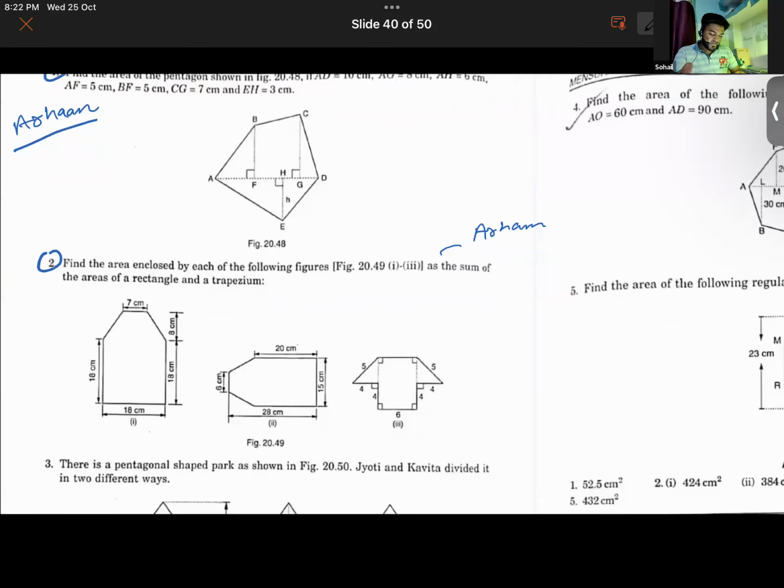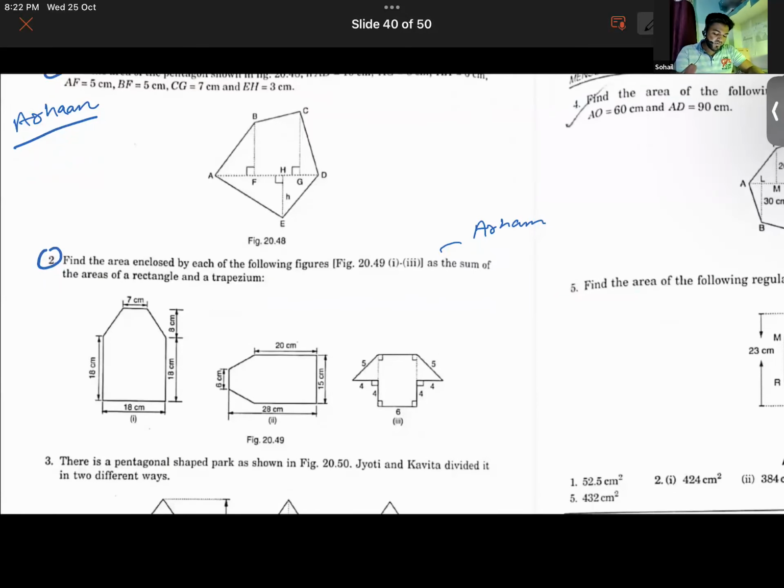We need to find the area enclosed by each of the following figures as the sum of the areas of a rectangle and a trapezium. So all of the figures have been divided into a rectangle and a trapezium. So divide this one also by joining the two dots over here, right? Okay. Now, moments ago, you had actually solved a question of the same nature. Okay, sir. I will try this.